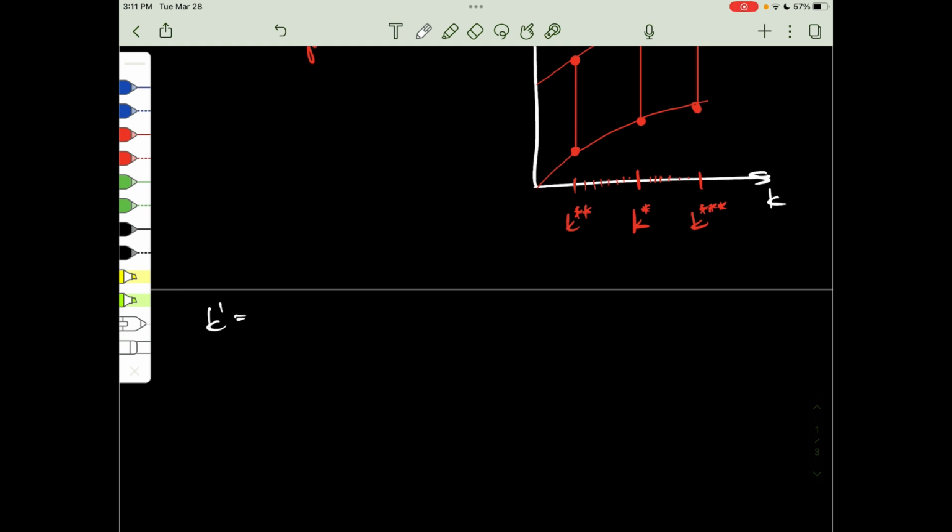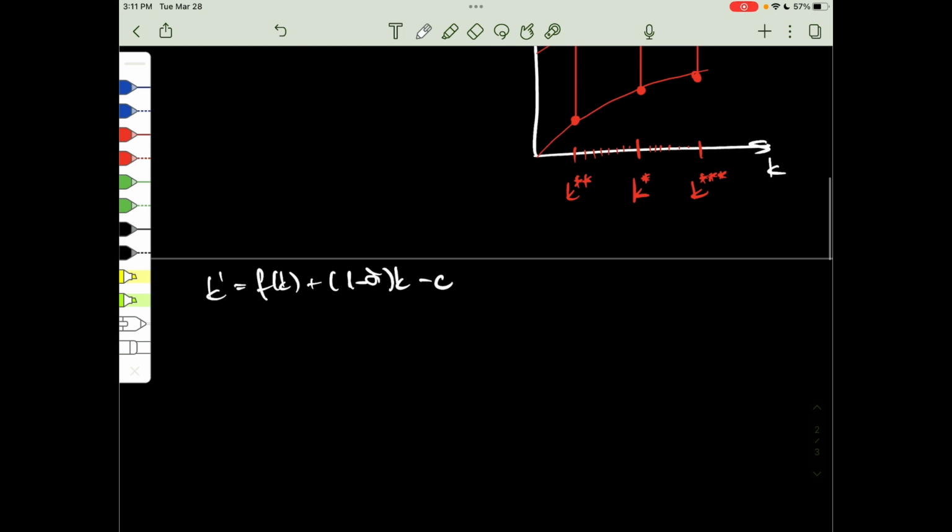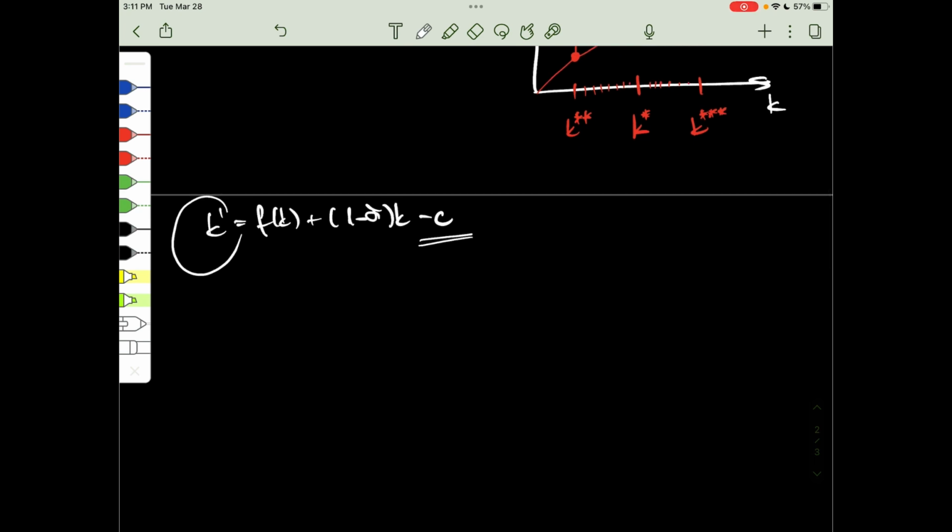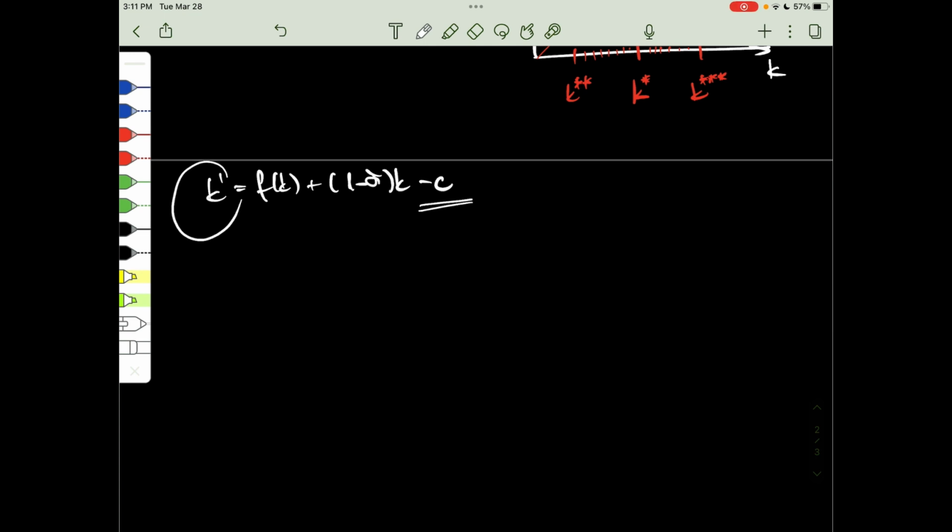Given the transition function, we can see, as we claimed a couple of minutes ago, that at any given k, investment, next period's capital stock, directly depends on consumption. So we have the intuition that investment is a function of consumption. By selecting consumption, actually we make a decision on next period's capital stock.